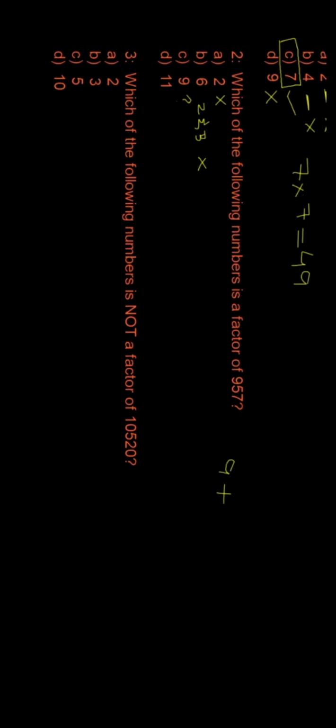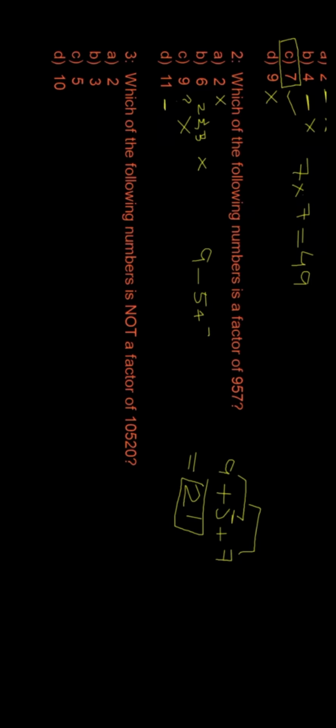I was supposed to add all digits and check if the sum is a multiple of 9. 9 and 5, 14, 14 and 7, 21. Is 21 divisible by 9? Nope. 11. What was the rule for 11? Plus, minus, plus. So the first number is positive, the second number is negative, the third number is positive. 9 take away 5 is a 4. 4 and 7 is an 11. And 11 is a multiple of 11, because 11 times 1 gives you 11. So that's the answer, D.